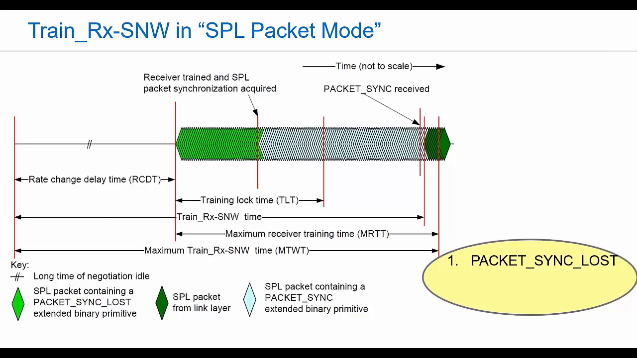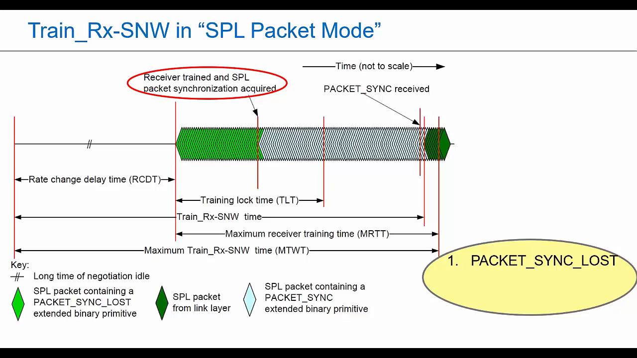So these are some of those extended binary primitives we looked at earlier. Both sides start by sending packet sync lost. They're basically using this as a training pattern now. At some point, the PHY gets DWORD synchronization. Then he can switch to sending packet sync. He has to continue sending packet sync until he receives a packet sync from the other side. This actually also resets the scrambler.